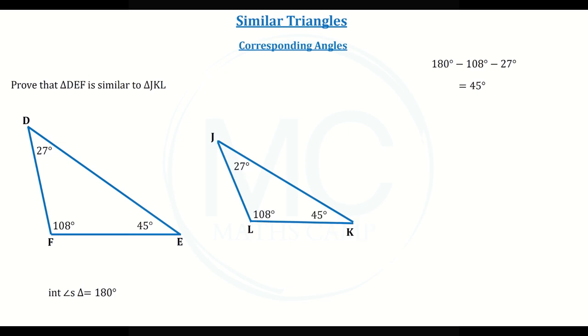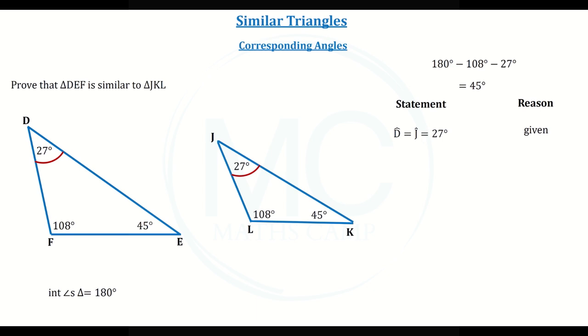And now we can consider the corresponding angles. D is the first letter in DEF, so let's mark angle D in red. J is the first letter in JKL, so J is the corresponding angle. Let's mark it in red as well. Now we can make a statement and give a reason. D and J are both equal to 27 degrees, so let's write down our statement. We know that this is true because the question has given us this information. So our reason is given.